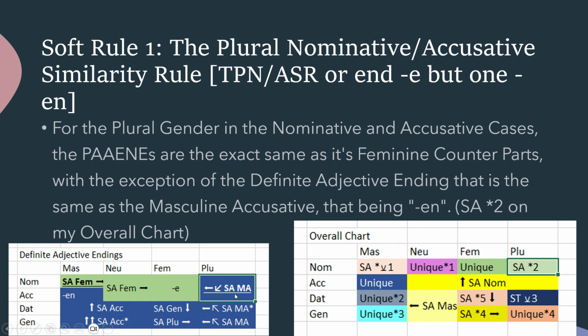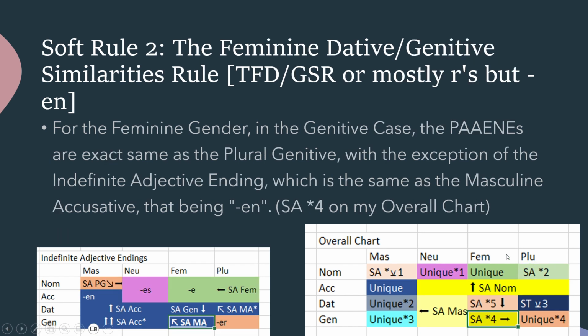I talked about that when we were talking about the definite adjective endings. This is the one and only time where the plural nominative and accusative are not the same as the feminine nominative and accusative. All other instances, it is the same. So right here, overall chart, SA star 1, SA star 2. Soft rule 2, the feminine genitive similarity rule, or mostly R's but en.